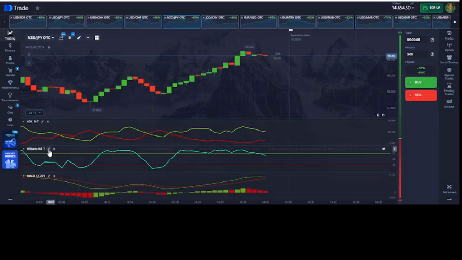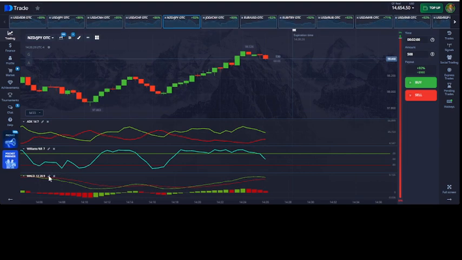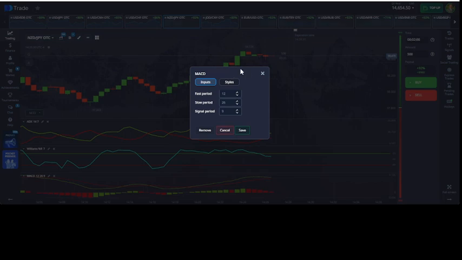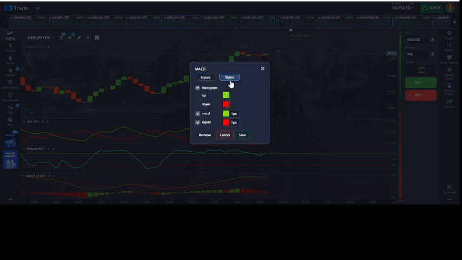For the Williams percent R indicator, or the Williams percent range, I've set the period to 7. And in the style settings, I've only changed the line width of all the lines to 2 pixels each. All right, so we can go and save that. And for the MACD indicator, I've maintained the default settings: fast period 12, slow period 26, signal period 9. And for the style settings, I've maintained all default settings, so we can go ahead and save that.